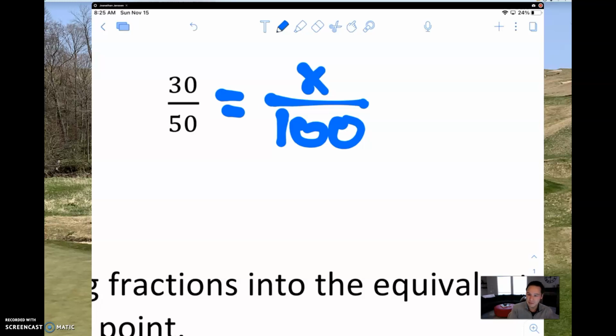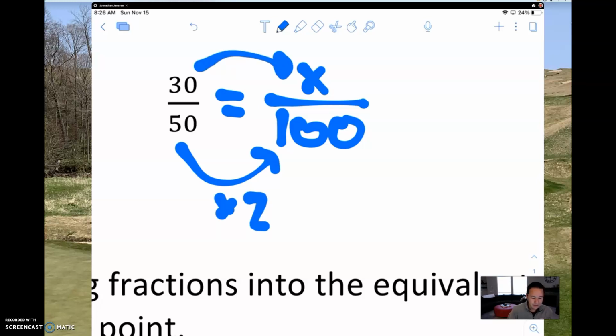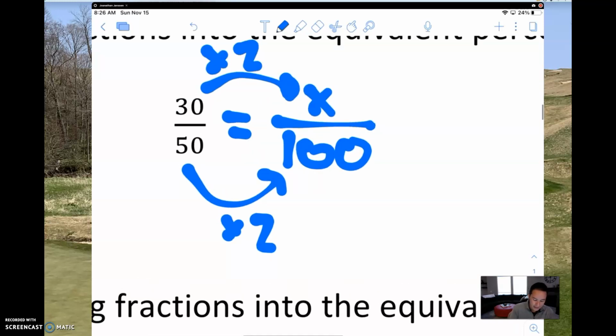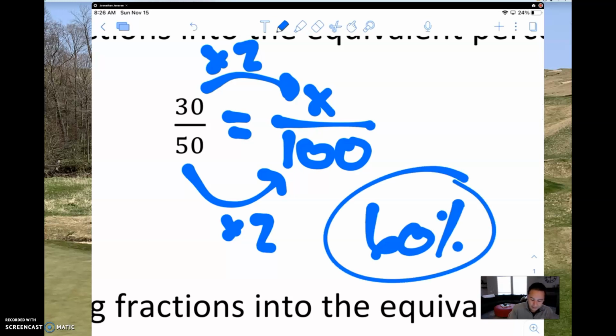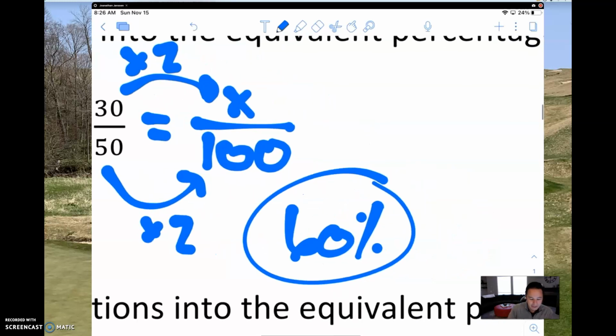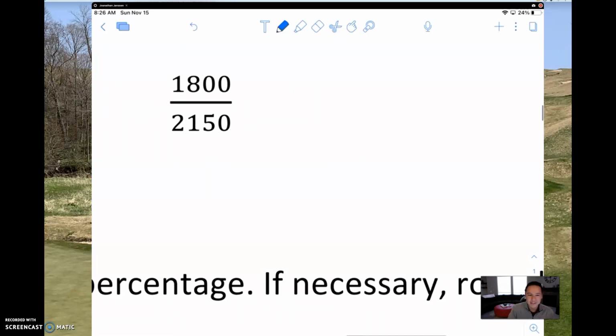We can use the common sense way that we used last unit. To get from 50 to 100, you times it by 2. And to get from 30 to x, we again times that by 2. And then x would be 60. So we'd end up getting 60% that way. So percent is really just setting up a proportion where the denominator is always 100. Percent just means out of 100. But sometimes it's not so easy to do that. When you get big numbers like 1800 out of 2150, it's tough to scale it down to 100. That's why we can just divide them.